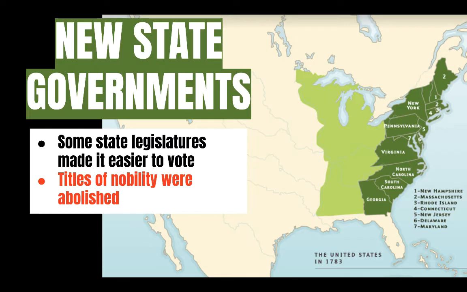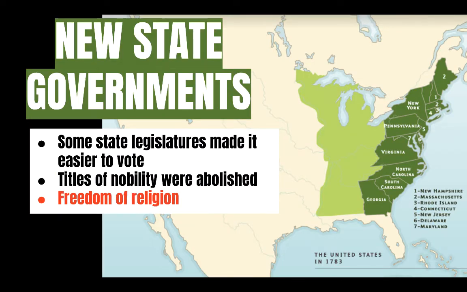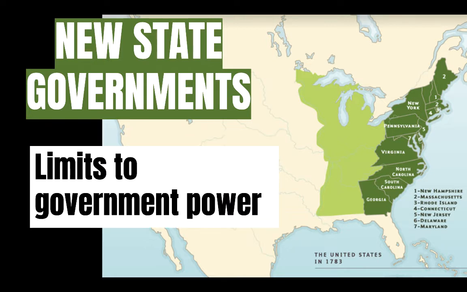There would be no aristocrats or nobility in the new republic. And freedom of religion was a part of most, if not all, of the new state constitutions. Remember, the Great Awakening dramatically increased the number of religious denominations, so no one religion was given priority over the others in the new republic. Not to mention, many state governments included limits to power, checks and balances, separation of powers, all these things that you'll learn about in your government class.